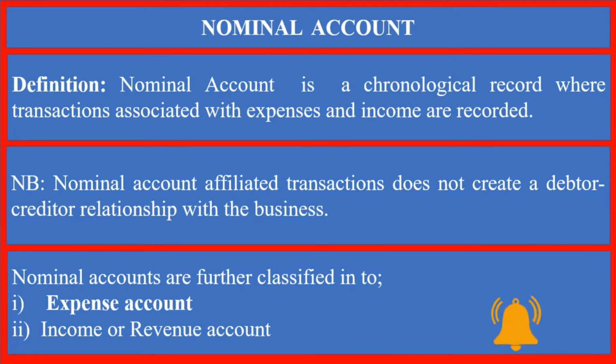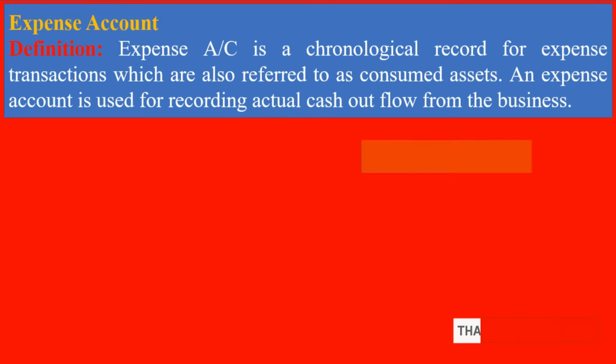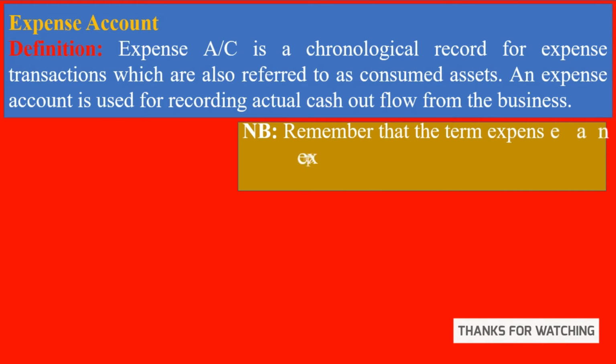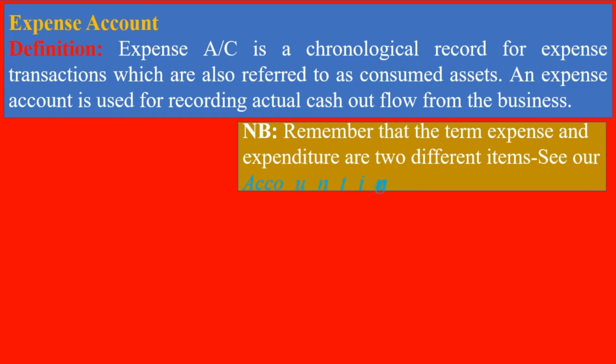Now, nominal accounts are further classified into Roman 1, expense account, and Roman 2, income, or what we call revenue account. So let's go to the first category, the expense account. How do we define this term? An expense account is a chronological record for expense transactions, which are also referred to as consumed assets. An expense account is used for recording actual cash outflow from the business.